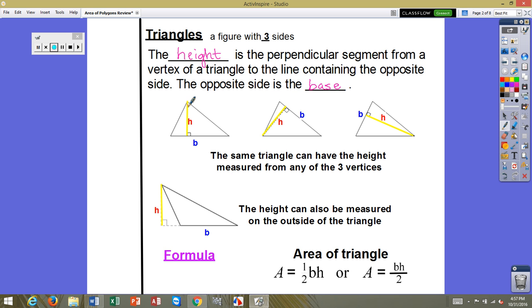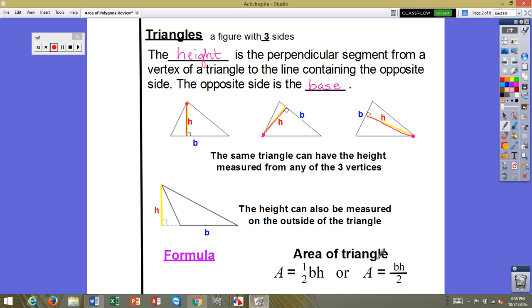Okay? So you'll see that the height can be calculated off of any vertex. So in this first example, we have the height off of this top vertex down to the base. The height can be calculated from this side vertex to the opposite side, which would be the base. Or we could use this third vertex to the base here. The same triangle can have the height measured from any of the three vertices, as long as you use its opposite side as the base. Okay? You can also see that the height can be measured on the outside of a triangle as well, just like we saw with the parallelograms and the rhombi. So that height can be on this outside right here.